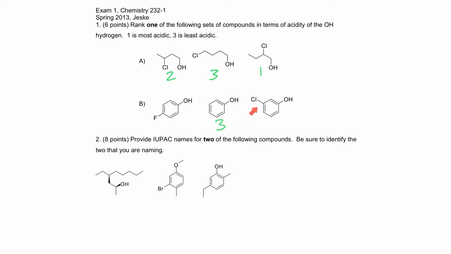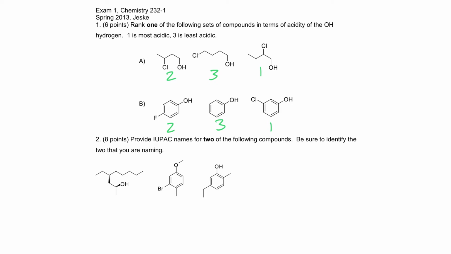The closer the electron withdrawing group to the phenol, the more effect it will have. So this chlorine is a little bit closer to the OH. That should have more of an effect on the acidity of this hydrogen than the fluorine, which is a little further away on the para position. So this OH should be a little less acidic than this OH, and that gives us our numbering. By coincidence, it matches the top set.